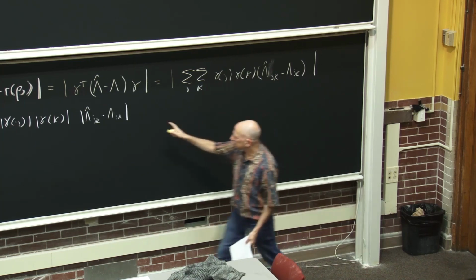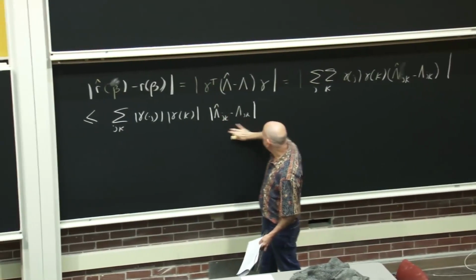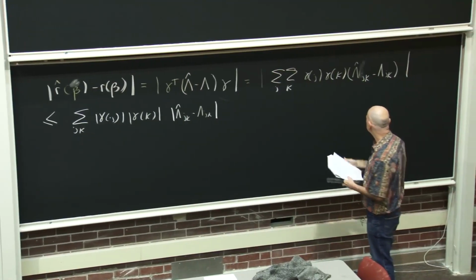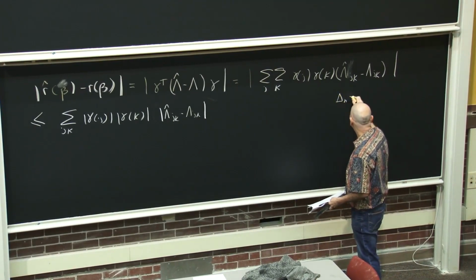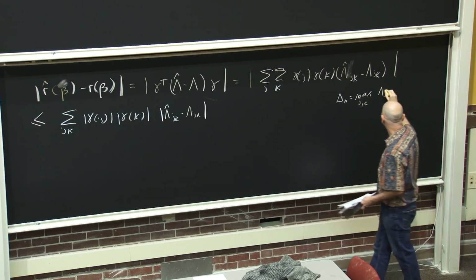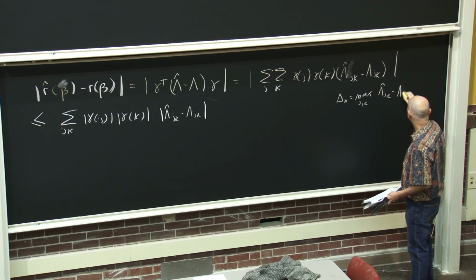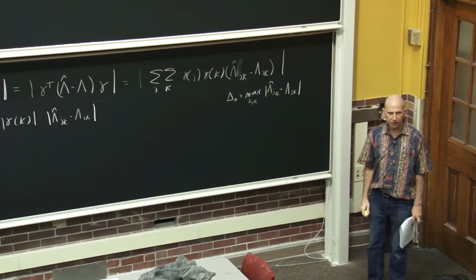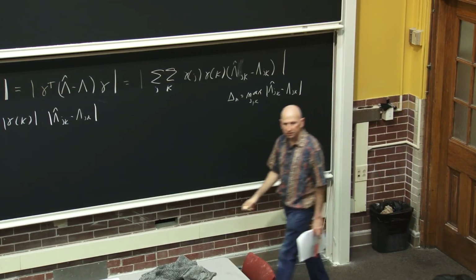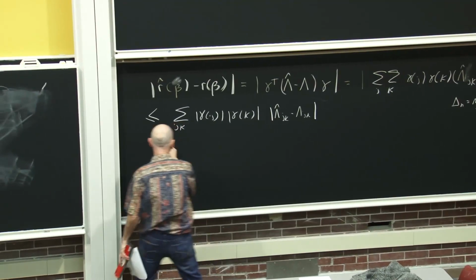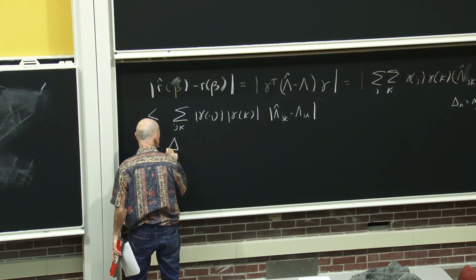Look at this double sum. Let's give a name to the maximum of that over j and k. So let delta n equal the max over j and k, which we'll figure out what that is in a minute. So this is less than or equal to its maximum, so I'm going to pull that out. That's less than or equal to delta n.